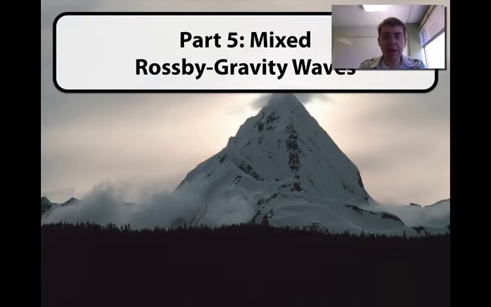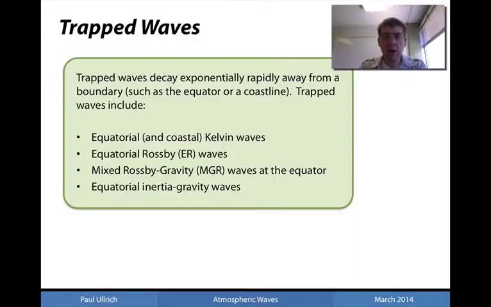Today we'll be discussing yet another example of wave-like motion that appears in the tropics, so-called mixed Rossby-gravity waves. Mixed Rossby-gravity waves are an example of trapped waves. We've already seen two examples of trapped waves in the form of coastal Kelvin waves and equatorial Kelvin waves. These are waves which basically decay exponentially away from a boundary, such as the equator or a coastline.